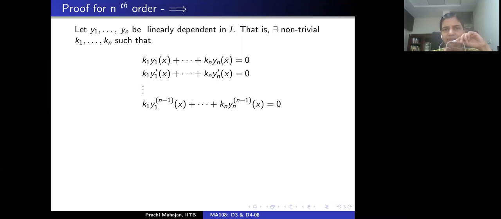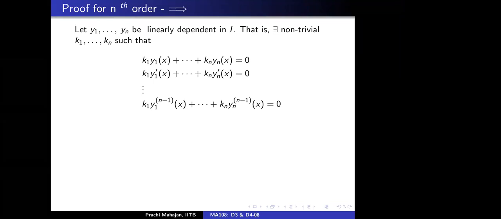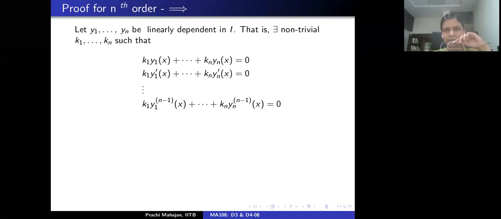So what we can do is we can differentiate once, right? That would give us k1 y1 prime, so this is k1 dy1 by dx, all the way plus kn dyn by dx equals zero, right? And we can go on. We can differentiate as many times as we are allowed to, which means that we can differentiate up to order n minus 1, which will give us k1 times the n minus 1 derivative of y1, all the way plus kn times the n minus 1 derivative of yn is 0. Correct? Is that okay?